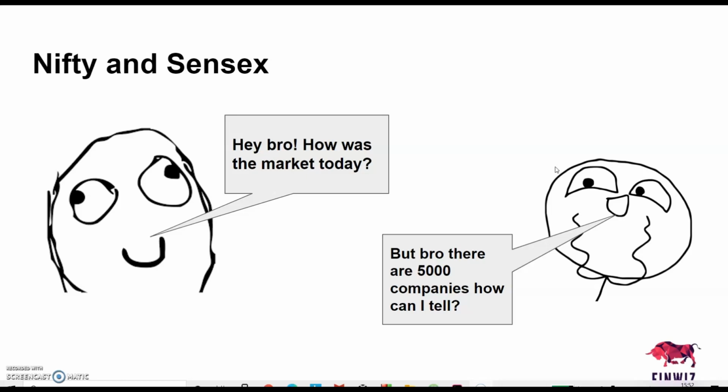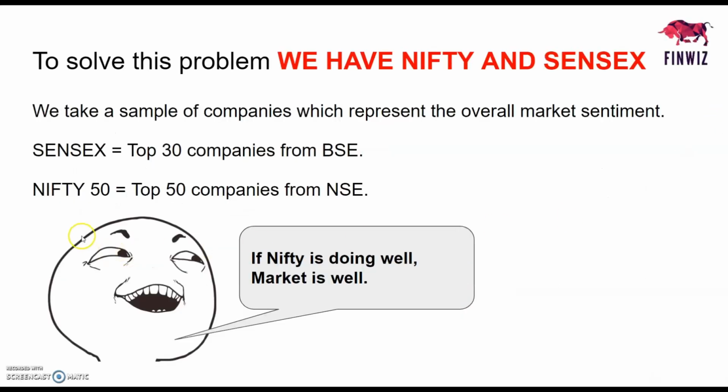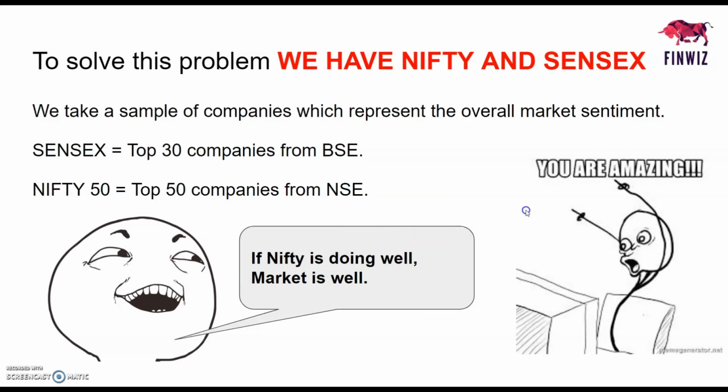What we do is, out of all the listed companies in the stock market, we take a small sample size and form Nifty and Sensex. Nifty basically consists of the top 50 companies from NSE and Sensex consists of the top 30 companies from BSE. If Nifty is doing well, we can say that the market is also doing well and hence our problem is solved.